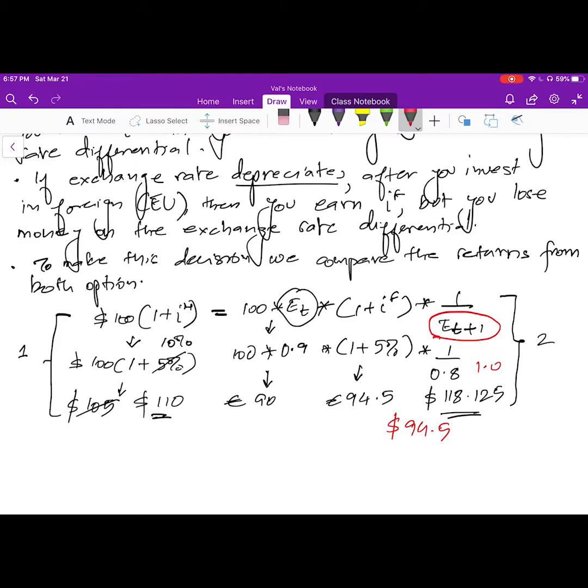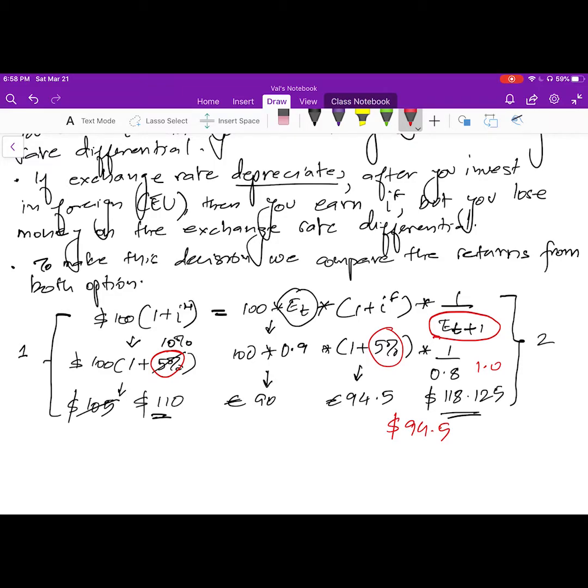You'd end up with $94.50, which is even less than where you started out. Despite earning the same interest rate in both countries, at the end of 1 year, or whatever tomorrow is, you end up with fewer dollars than where you started out. So the problem with making this decision is you need to know what the future exchange rate is.